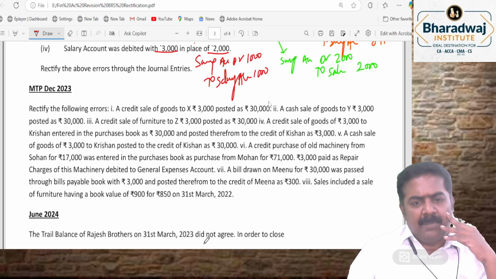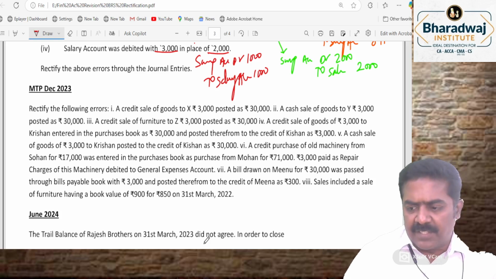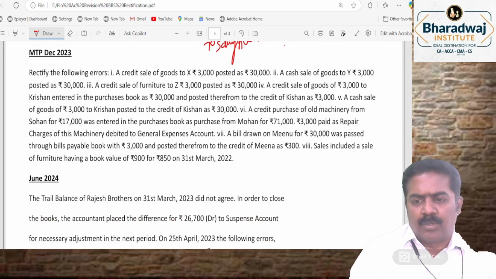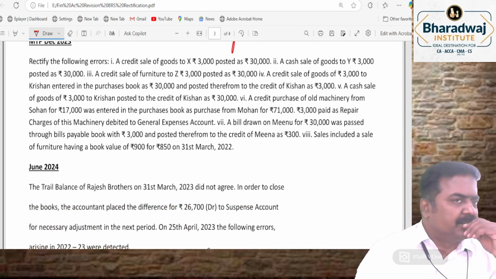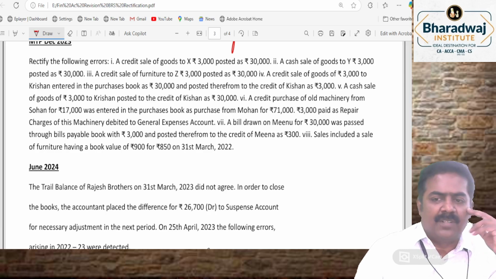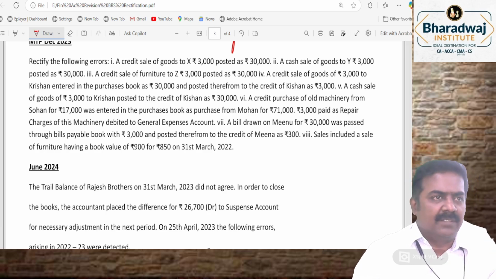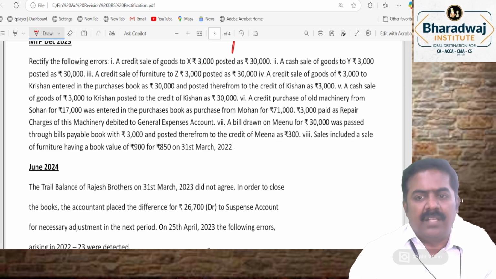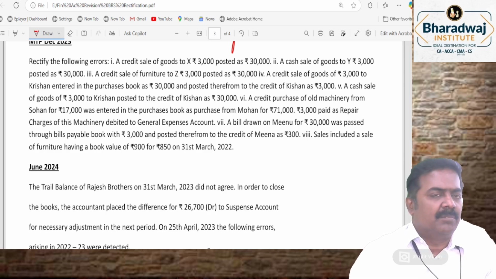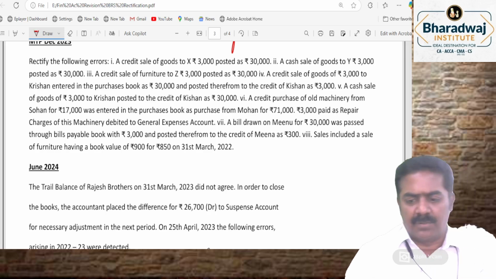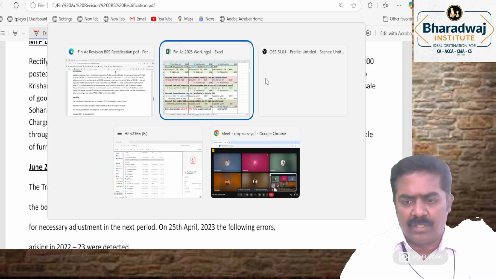Question, MTP December 2023 question paper, பாருங்க. Credit sales of X 3,000 posted as 30,000 கொடுத்திருக்காங்க. எந்த அக்கவுண்ட்லன்னு சொல்லு. So if nothing is given, we can assume that both the accounts are affected. ரிவர்ஸ் பண்ணுவாங்க. 3,000 தான் ரெக்கார்ட் பண்ணிருக்கணும். But they recorded how much? 30,000. Now you cancel to the extent of 27,000.